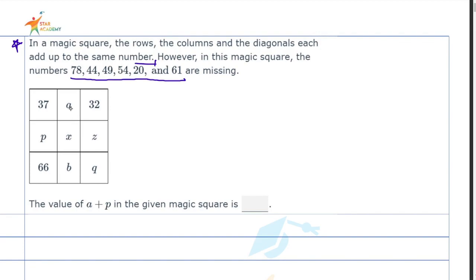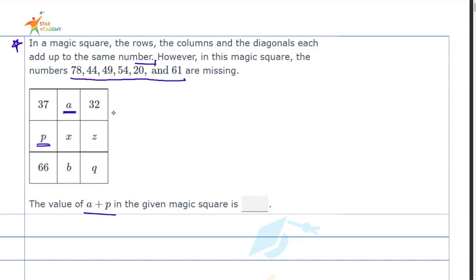Here these numbers are actually given by variables, and we need to find the value of a plus b in the given magic square, so we need to find the sum of a and b. So here we'll learn about a new concept.